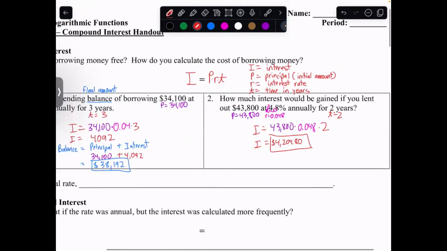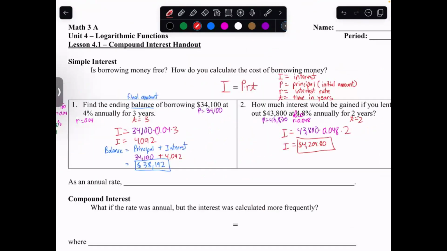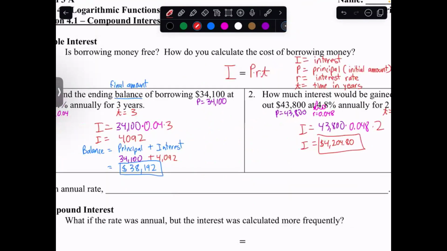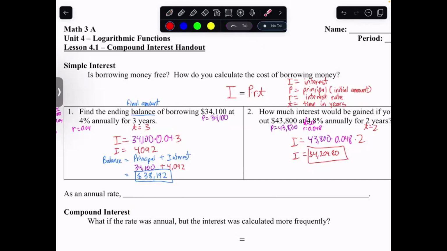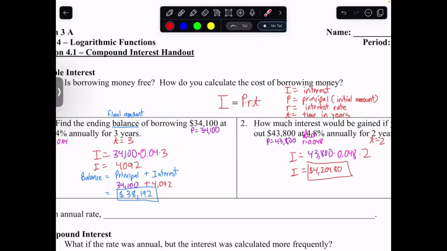Okay, so again, this is just one of the sort of methods of calculating interest. Okay, so the problem will have to tell you what type of interest it is. So for these first two problems, I didn't specify because this is the first one we've learned. But going forward, it'll have to say like simple interest, right? That's how you know to use this formula.